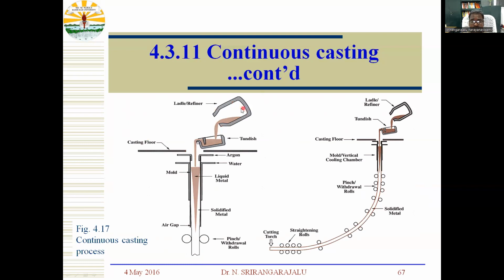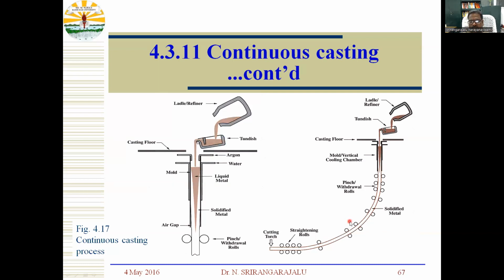Here, the ladle comes from the refineries. Here, this is a tundish. With the help of this, which is controlled by sensors, we can pour the molten metal in a continuous manner, and inert argon gas is passed, and water jackets cool the molten metal as it is poured, and these pinch rolls withdraw the material until the required length is reached.